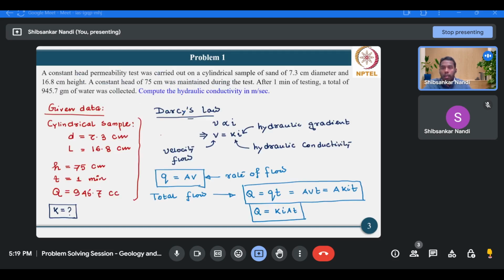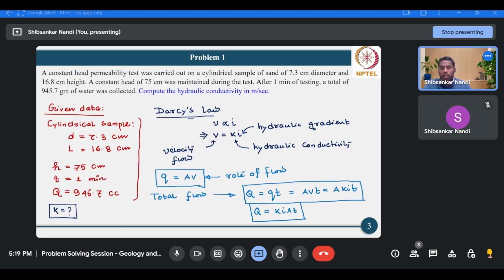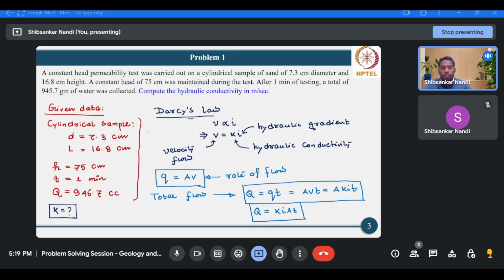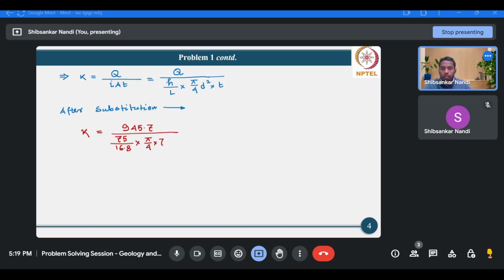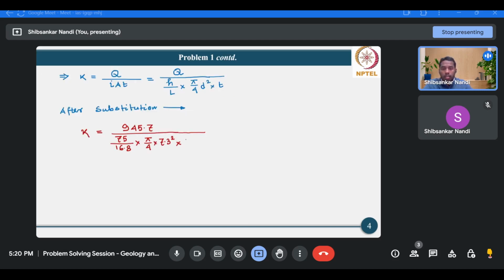What is the length of the sample or height of the sample? 16.8, over which this head difference exists. And then the cross sectional area, so pi by 4 into d square. The diameter of the sample is 7.3. And the time of testing is 1 minute, so that means 60 seconds. So if you calculate, then you can easily get the hydraulic conductivity of the given soil sample.